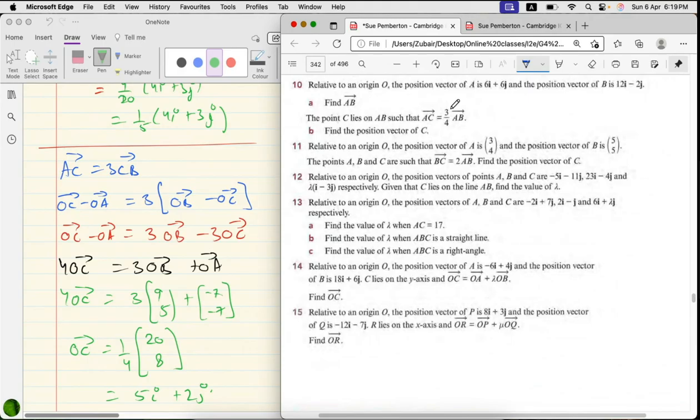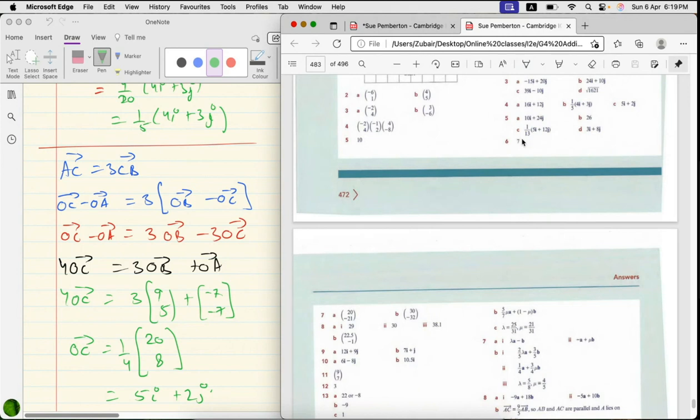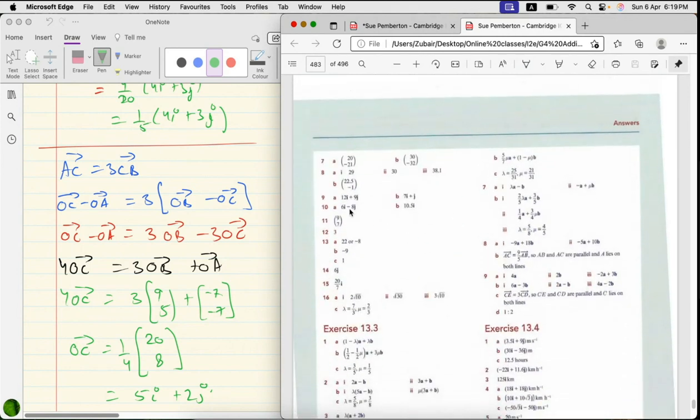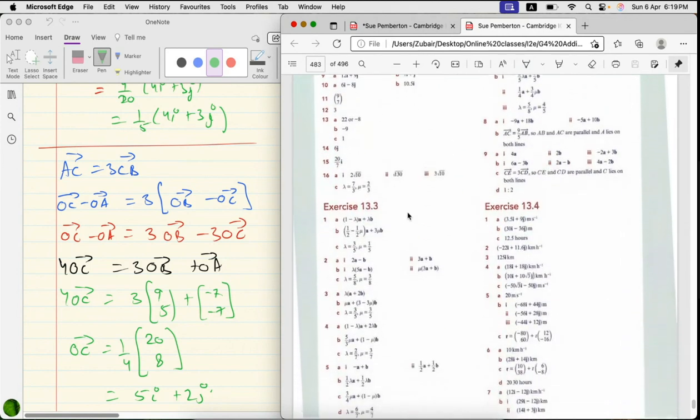So AB is equal to 6i minus 8j. And then position vector of C is 10.5i. Both are correct. Very good.